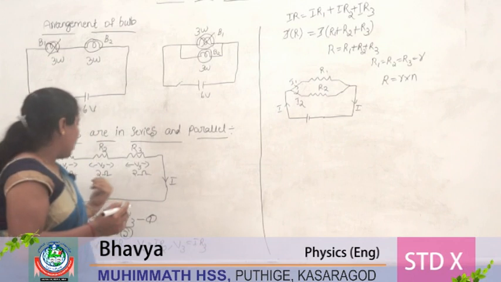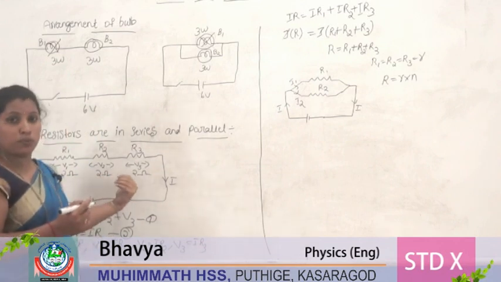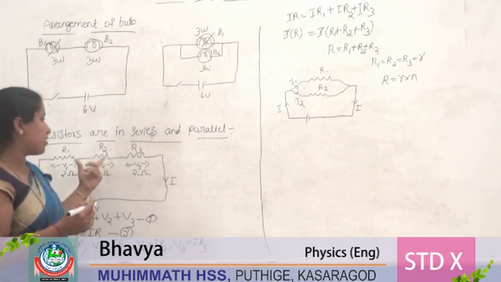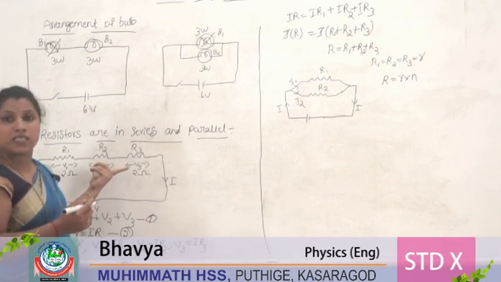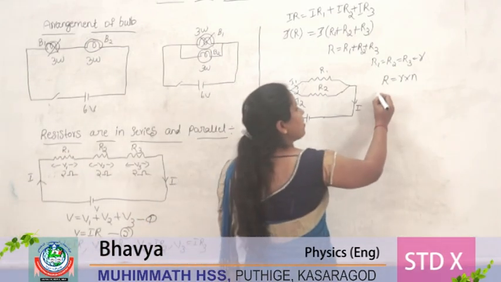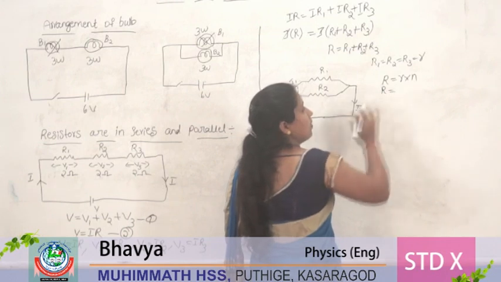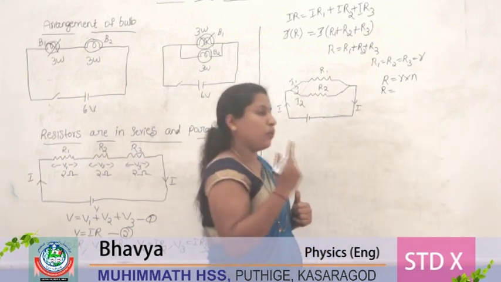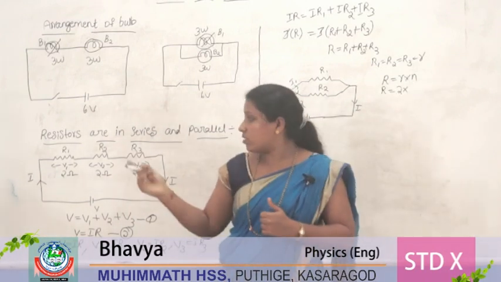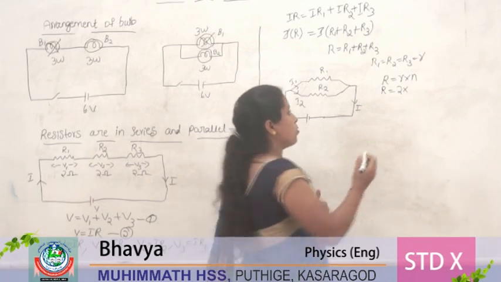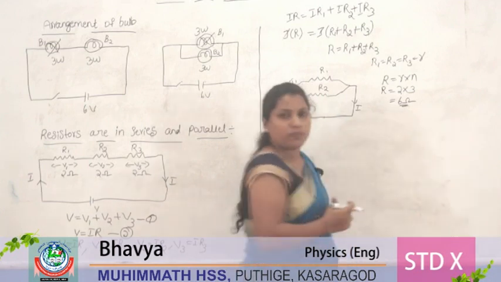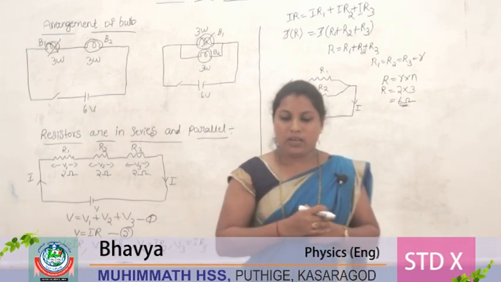Here I have given values, 2 ohm, 2 ohm, 2 ohm, so we can calculate the resistance of this circuit. Total how many resistors are there? 3 resistors, so we can apply that equation. Effective resistance R is equal to how much? Small r is 2. N means number of resistors, which is 3, so you multiply by 3. How much do we get? 6 ohm. Like that you can calculate.